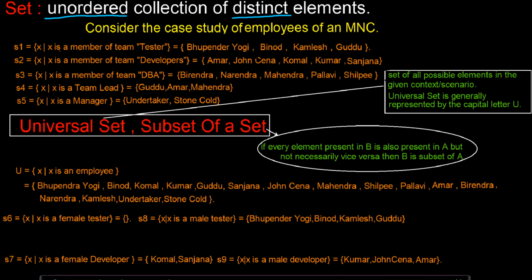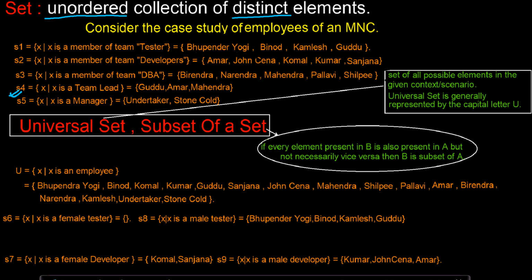Now every team is led by somebody. So S4 is a set of team leaders. Guddu is leading the team of testers. So Guddu is a tester. Guddu belongs to S1 and Guddu is the team lead of testers. Similarly, Amar leads the developers and Mahendra leads the database administrator team.